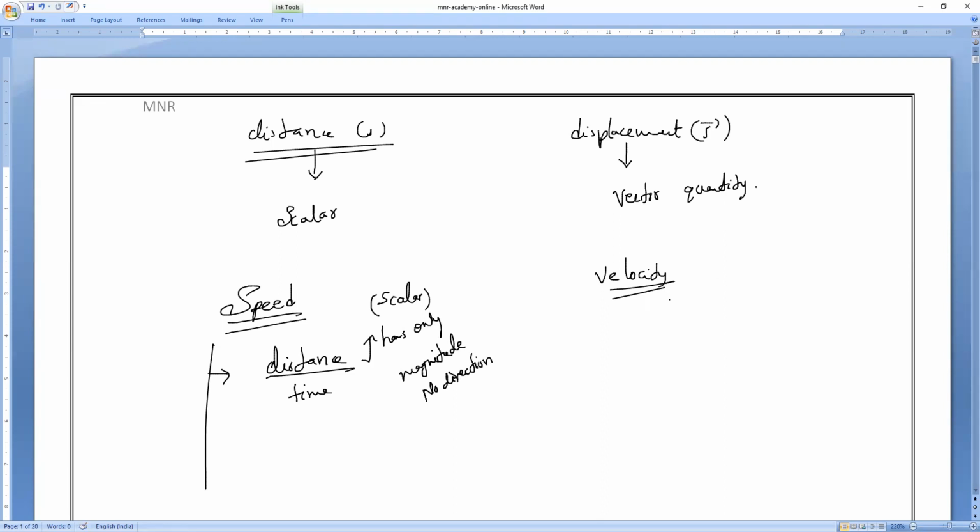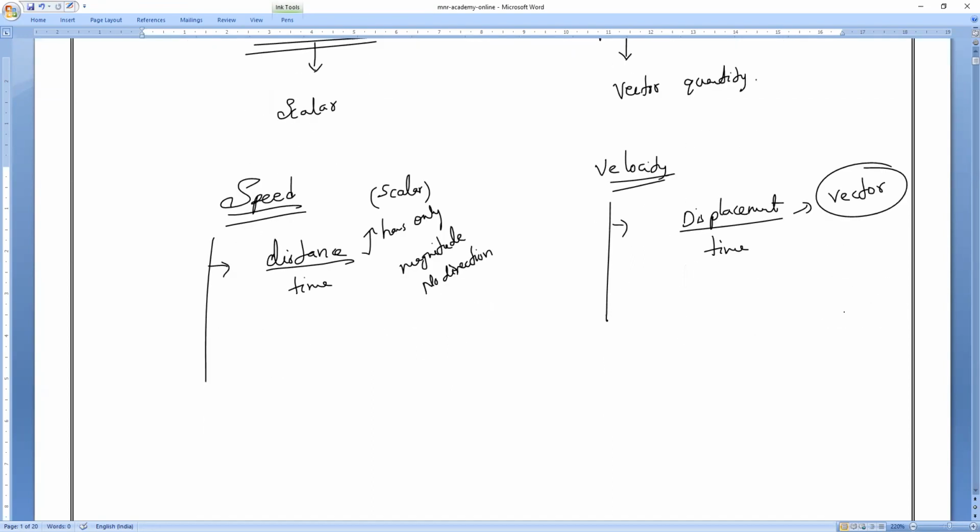Coming to velocity, keep in mind, all of you, velocity means displacement by time. Displacement by time means which quantity? Vector quantity. Now observe very carefully.